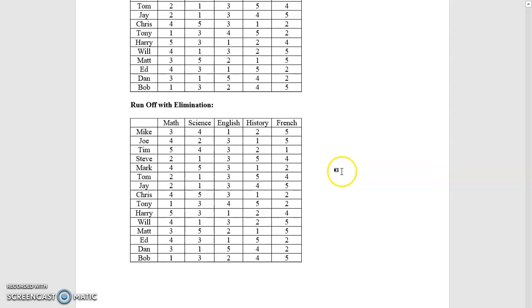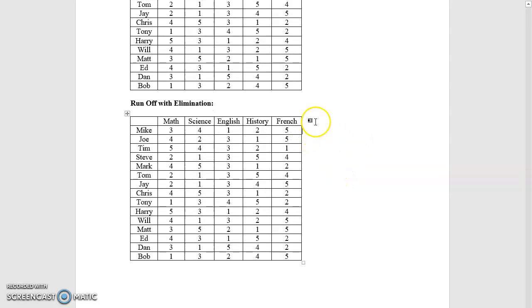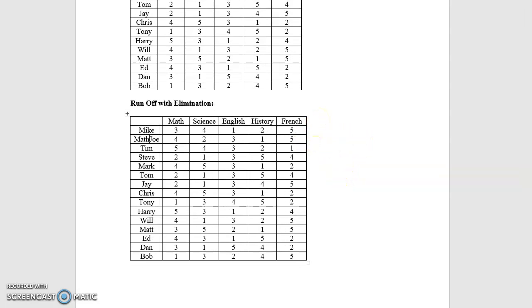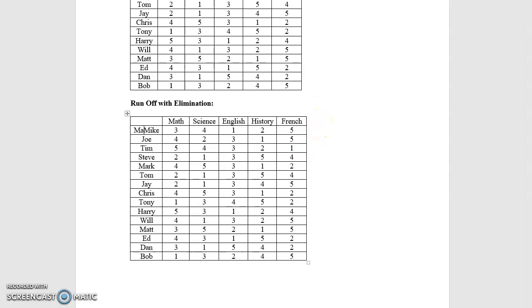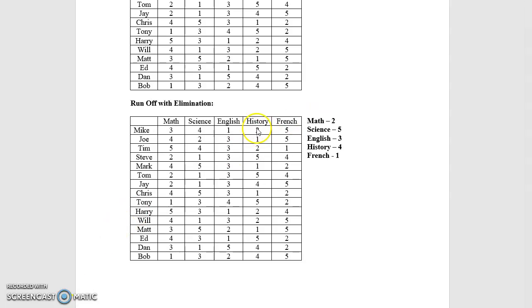With runoff with elimination, we take all the first place votes. Math. So I write down all my first place votes. French gets eliminated first. And that French first place vote goes to history, which puts history at 5. So now math gets eliminated with 2 votes. Math votes go to French, which is gone.